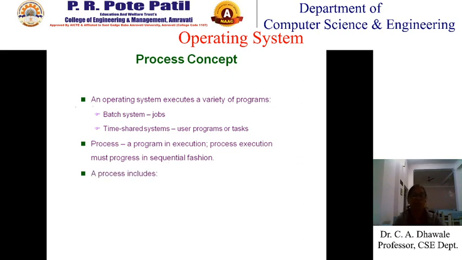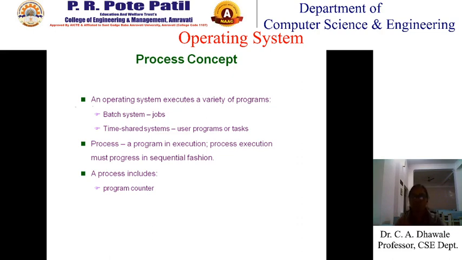Now, what does the process consist of? First is the program counter, because a process consists of a sequence of instructions. Then there must be someone who points after the execution of the first instruction, that the pointer should move to the second instruction. Then after the execution of the second instruction, the pointer should move to the third instruction and so on. So who keeps track of the address of the next instruction? There is a dedicated register called program counter.